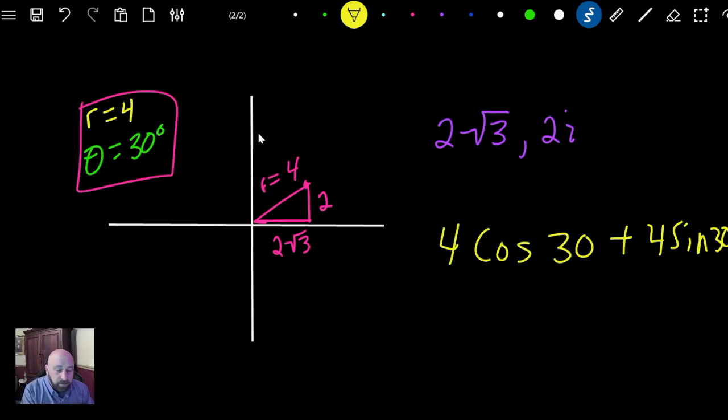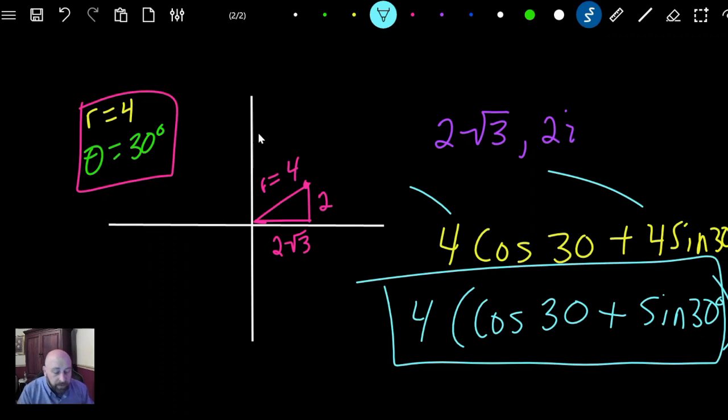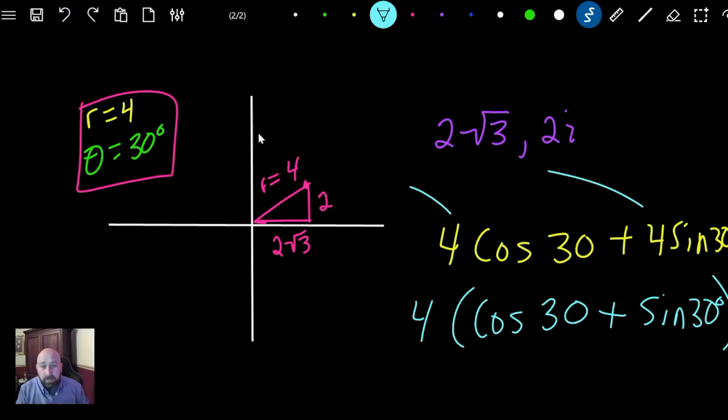Now, one thing that you could do is you could factor this 4 out. So you could do 4 times cosine 30 plus i sine 30. And that would be fine too. Really, either one of those is a fine answer. I always like fully factored answers, so that's probably the better answer right there. But you could do it either way.